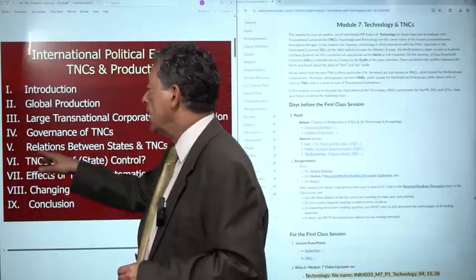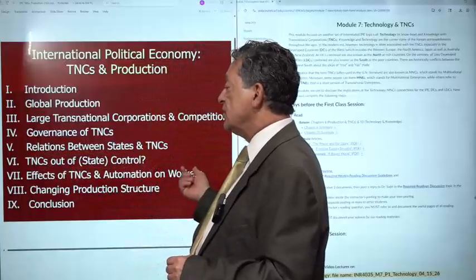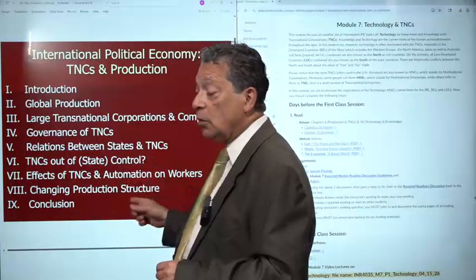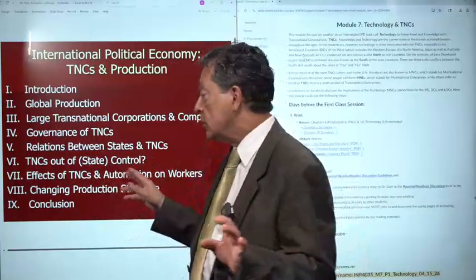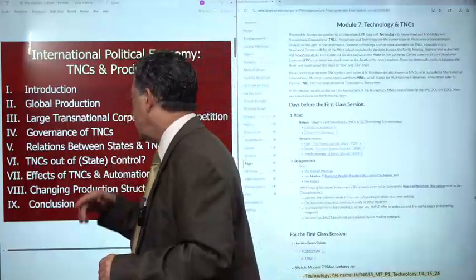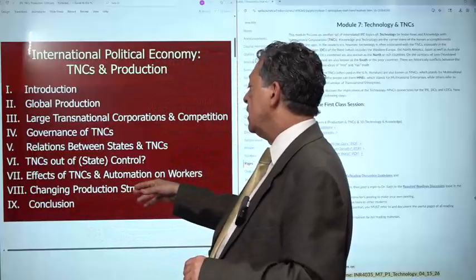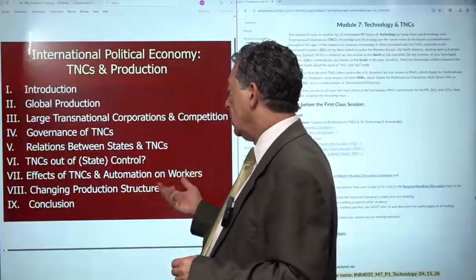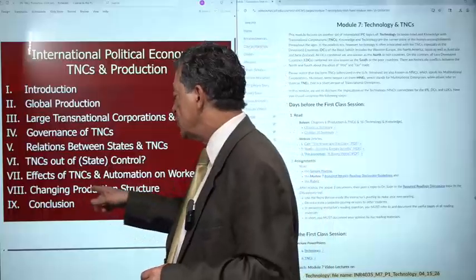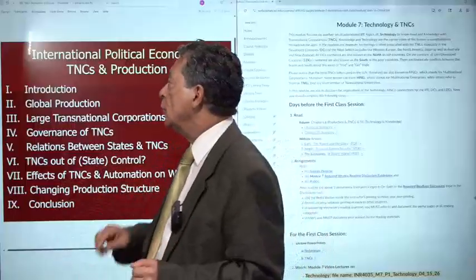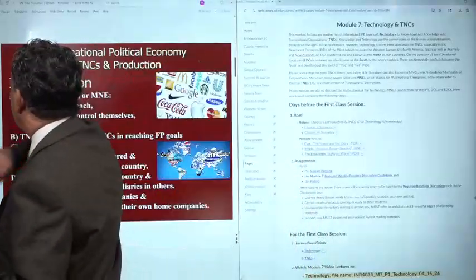Then we talk about relations between states and TNCs. Then TNCs out of state control, yes or no? It's a question, all right? And then we move on to the effects of the TNCs and automation on the workers, and then changing production structure, and certainly, last but not least, the conclusion. So having said that, now let's start.